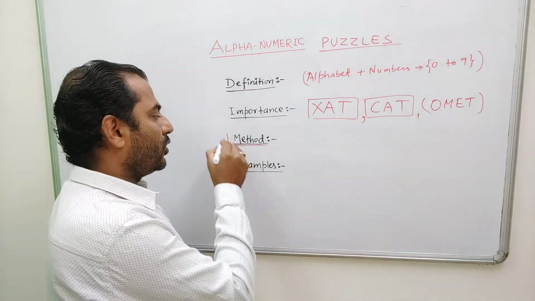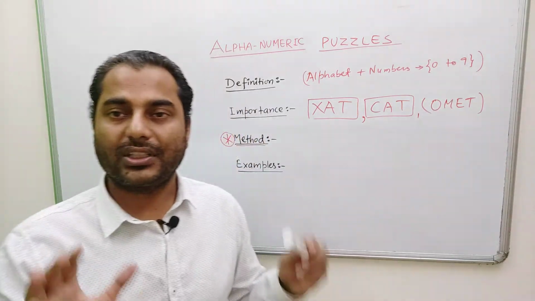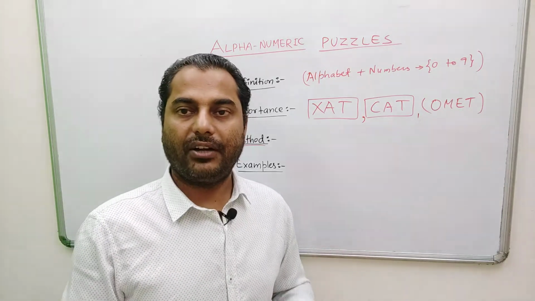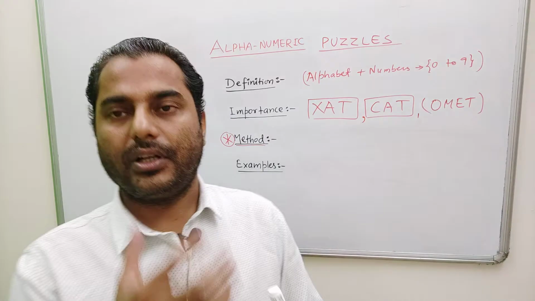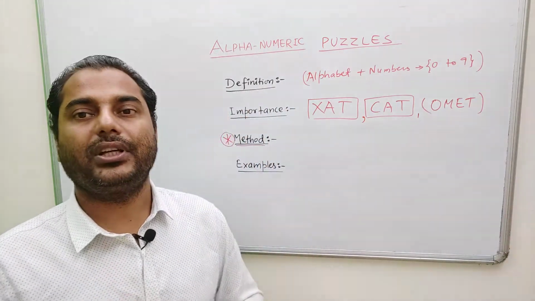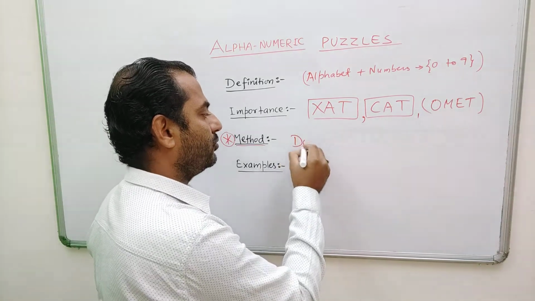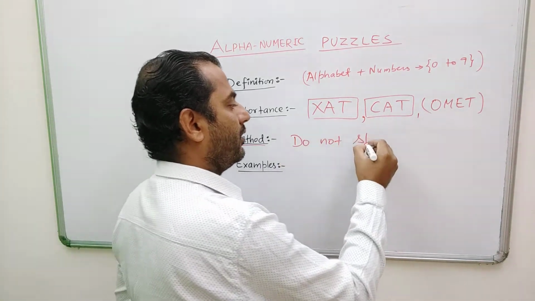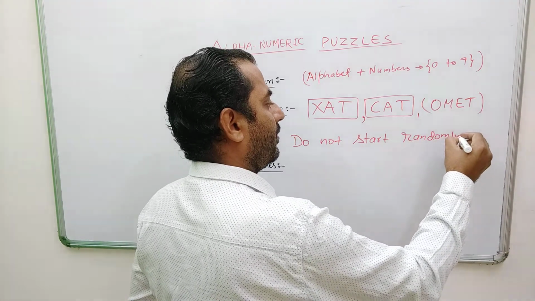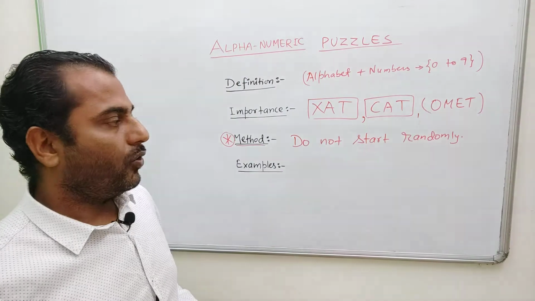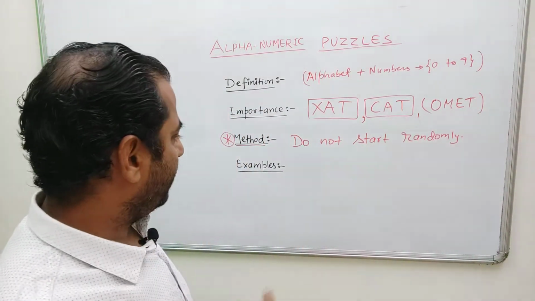Now what is the method of solving questions from this topic? The first suggestion I will give is, please do not start randomly. Most of the time I have seen students start without thinking too much or without going in a systematic manner. So that is the problem. Please do not start randomly. Always we will have to approach in a systematic manner. I'll give you some examples on this.